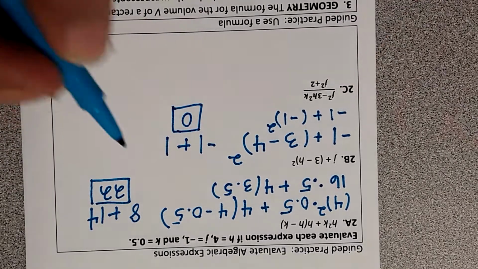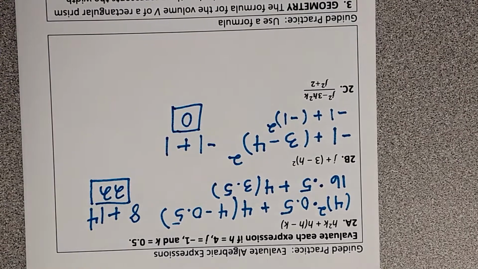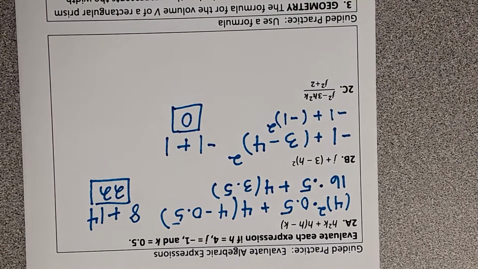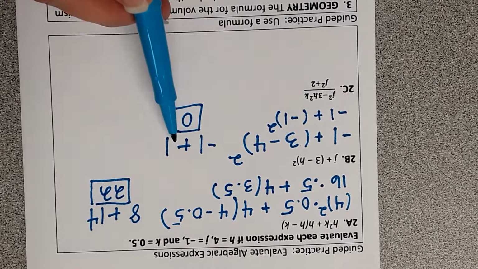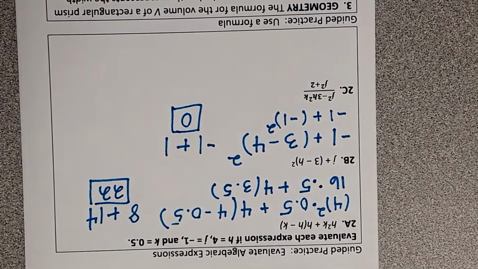Anybody know what those are called? On Tuesday, if you opened your folder, we did an algebra review for Algebra 2, and it asked you about an additive inverse. These are additive inverses. Additive inverses always add up to 0.